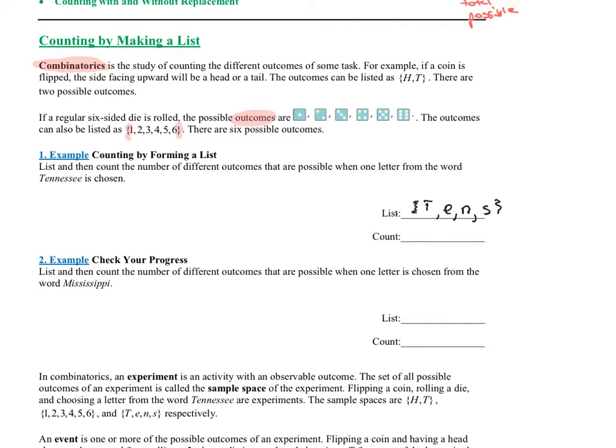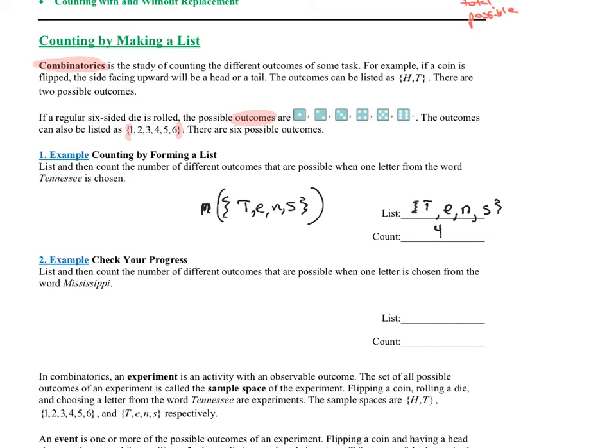So the question then becomes, how many outcomes are there? In other words, we're looking for the cardinality of that set {T, E, N, S}. If you remember, the notation for cardinality was an n. This comes from the set chapter that we did earlier this semester. So how many elements are in this set? There's 4 elements in that set. Again, never repeat letters. So let's try it on Check Your Progress, number 2.